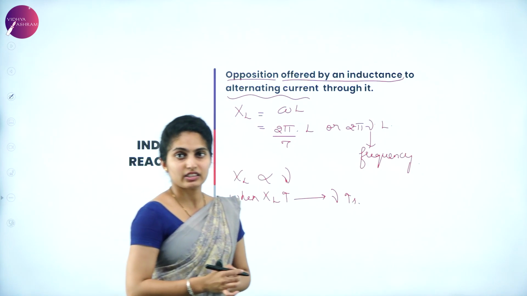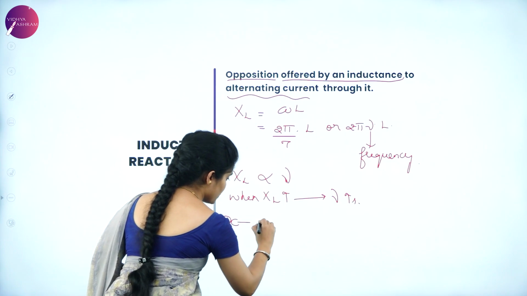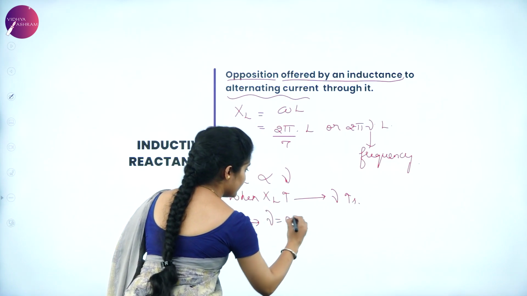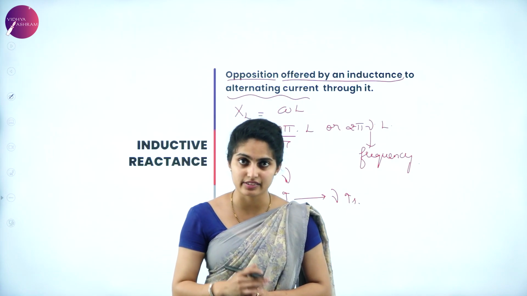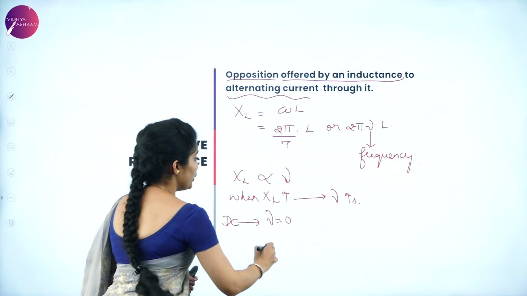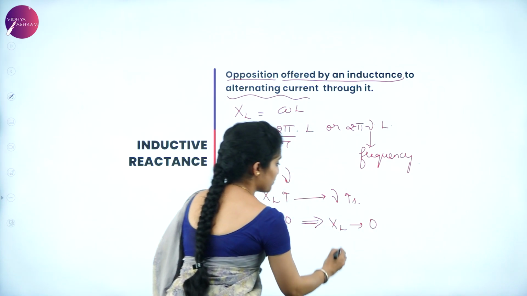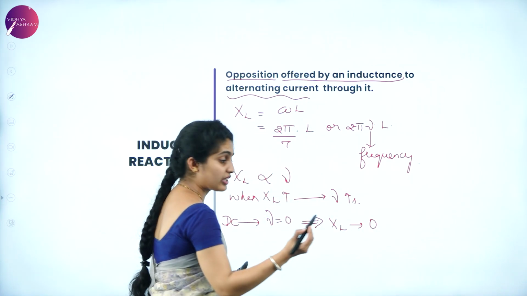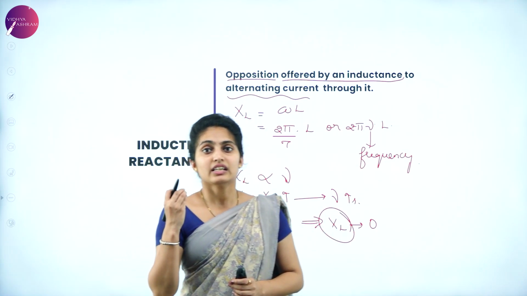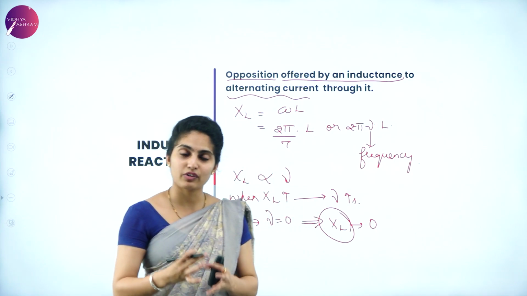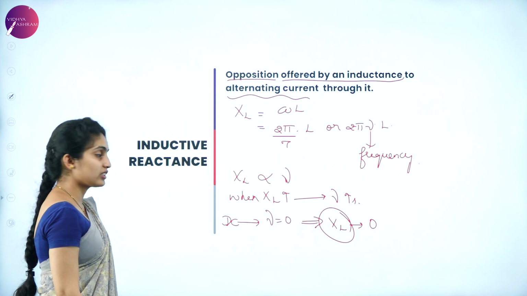Proportional means when the frequency increases, the inductive reactance also increases. Suppose in the case of a DC source, your frequency is nil, it is 0, because it does not have alternating cycles. When the frequency is 0, the inductive reactance is also 0, which means there is no working of the inductor in the case of DC, because DC does not have any effect from the inductor. This is what we study in inductive reactance.